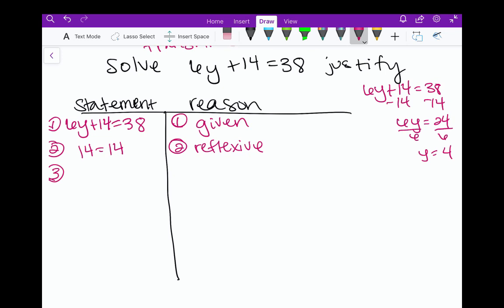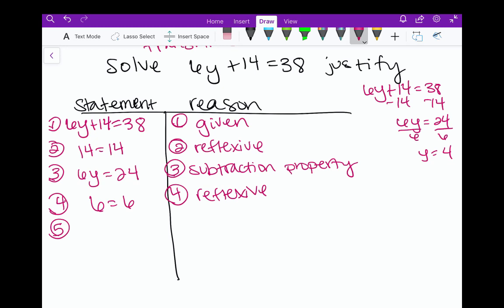So the result of the subtraction is going to be 6y equals 24. So the reflexive was 14 equals 14. And then I subtracted the 14. So that left me with 6y equals 24. So I'm going to use the reflexive again. 6 equals 6. Now I'm going to use the division property, and as a result of the division property, we have our answer y equals 4. I would strongly recommend that you write that equation somewhere else and try to follow the same steps in the proof without looking at your notes.